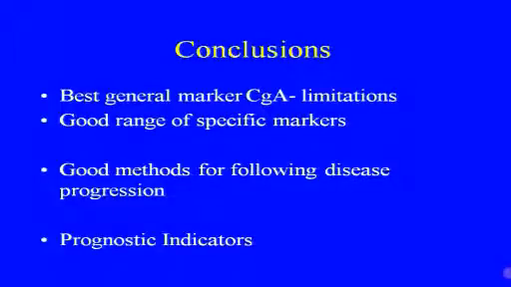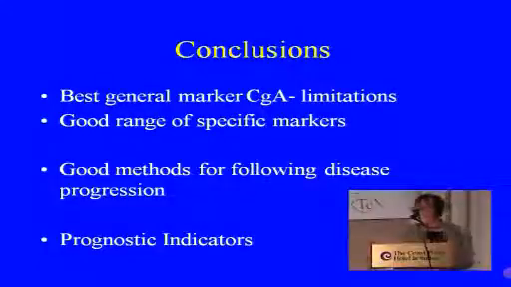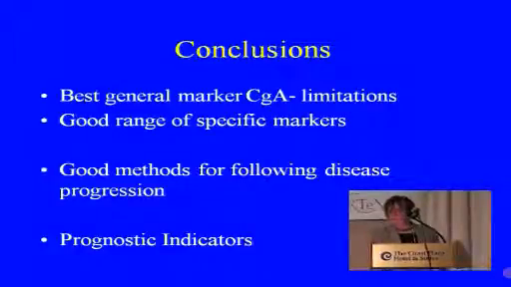So chromogranin A is the best general marker. That's because it's the only one. But it's quite good for following patients. It's not so good for diagnosing them. We have lots of problems with false positives and false negatives, more with false positives. But we also have a range of good specific markers. It's a very good method for following disease, and we have other very good methods for following disease with the specific markers. And we have very good prognostic indicators for some of the tumour types.